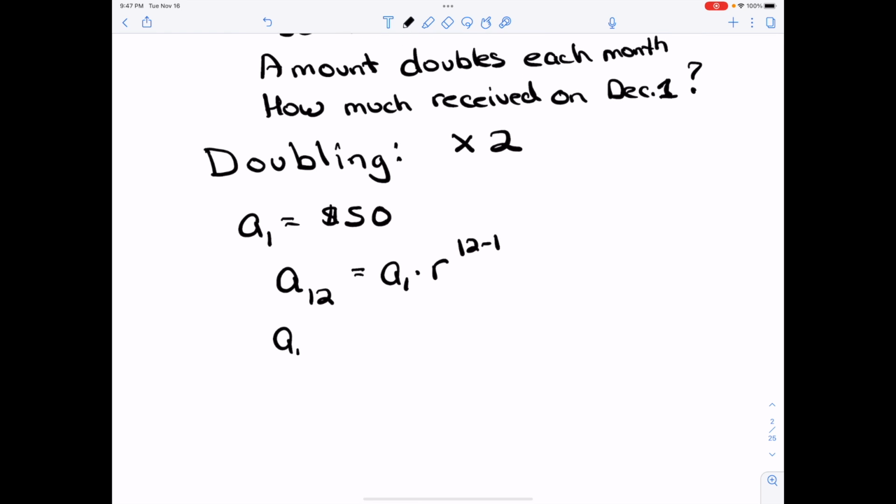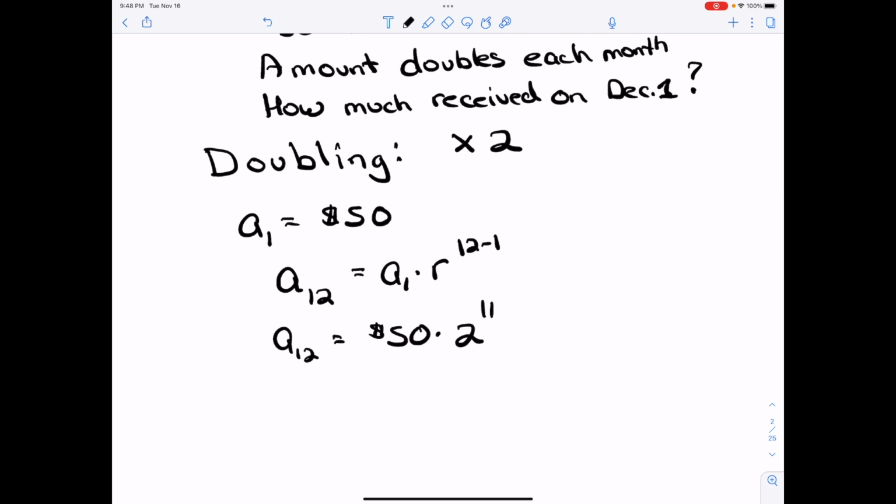So we're trying to find A sub 12. So you're going to take $50. And then the r is 2 because you're doubling it each time. You're timesing by 2 each month. And that's going to be raised to the 11th power. So let me see here. Let me put that in my calculator real quickly and figure out what that comes out to.